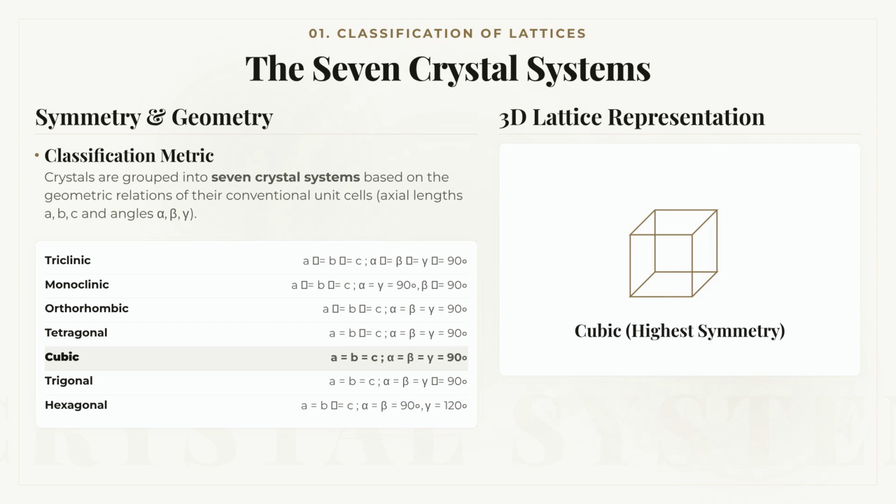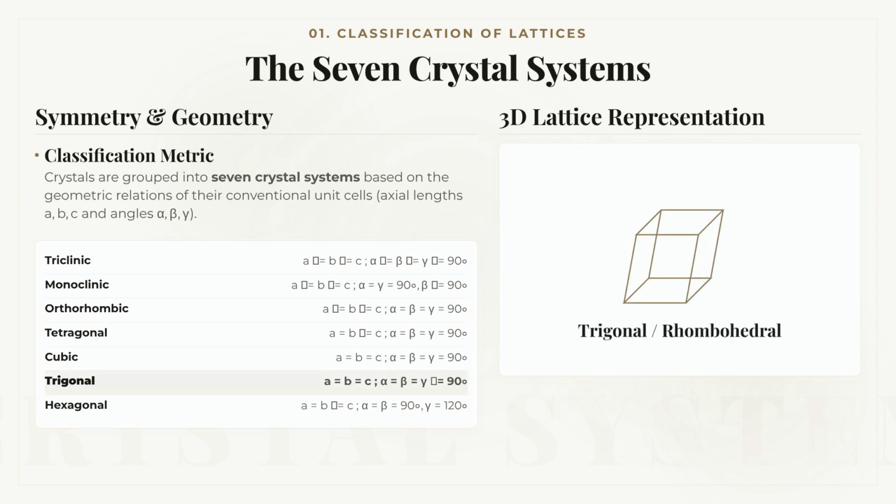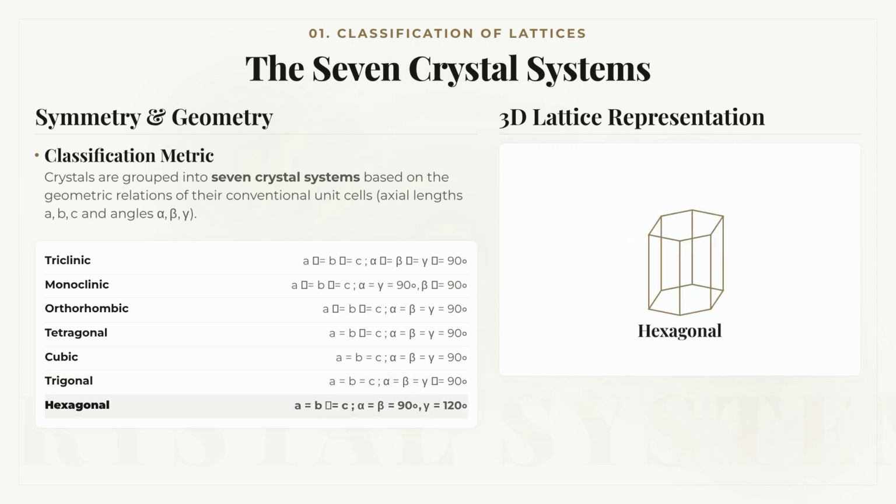The fifth system is the cubic crystal system, which possesses the highest degree of symmetry. In this system, all 3 edges are equal, and all 3 angles are 90 degrees. Hence, a equals b equals c, and alpha equals beta equals gamma, but they are not 90 degrees.